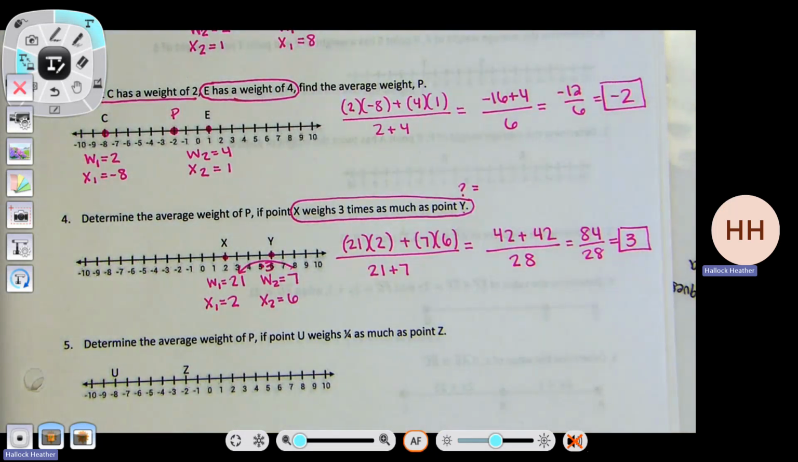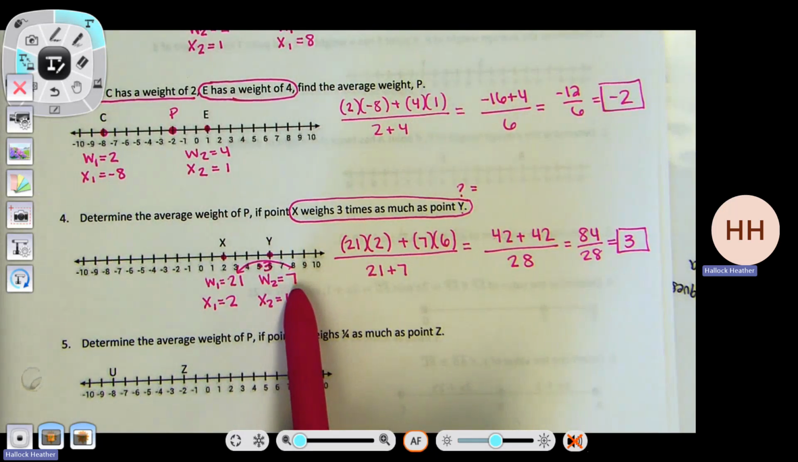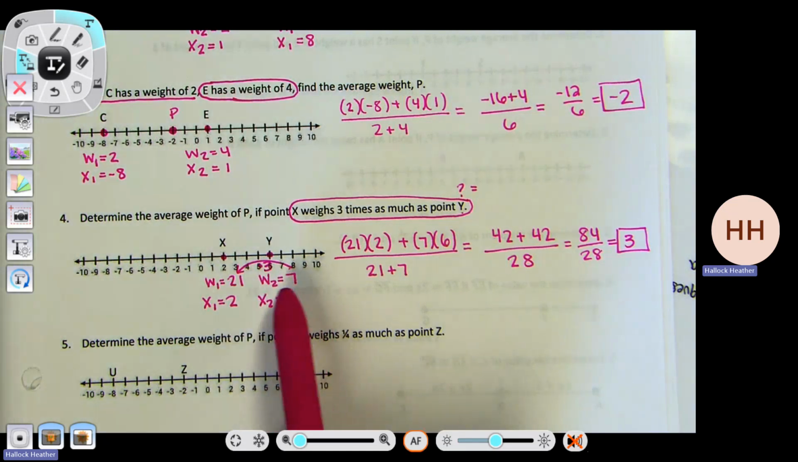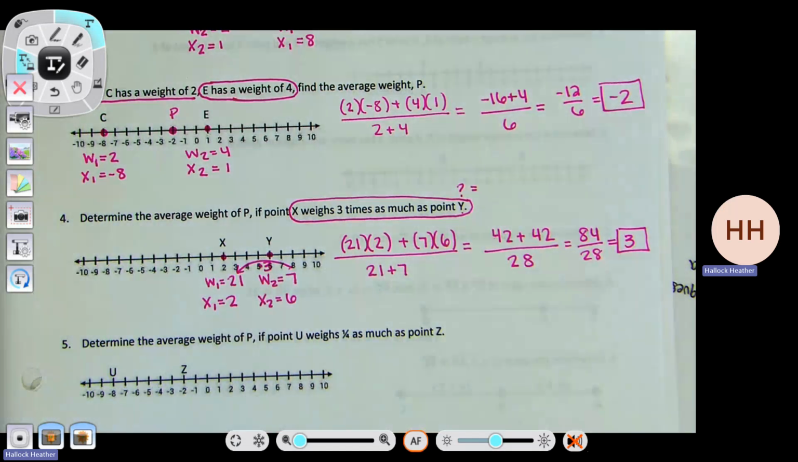3. I chose a weight of 7 because I know you guys probably weren't going to use that. 7, and I multiplied it by 3, which is 21. You could have used 1 and 3, 2 and 6, 3 and 9, 4 and 12. Any combination would work as long as it is a multiple of 3.